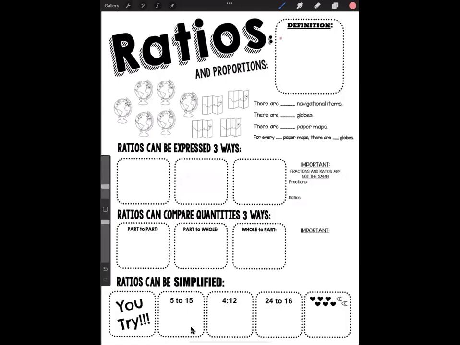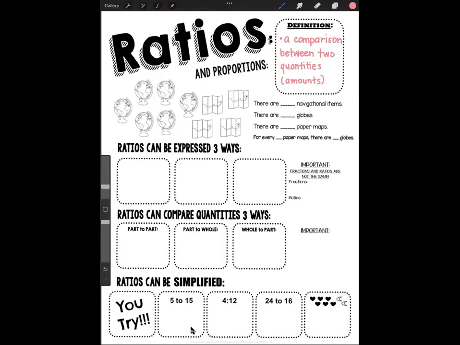So the definition of a ratio is that it is a comparison between two quantities. And quantities is just another word for amounts. So you're just comparing an amount of something to an amount of something else.